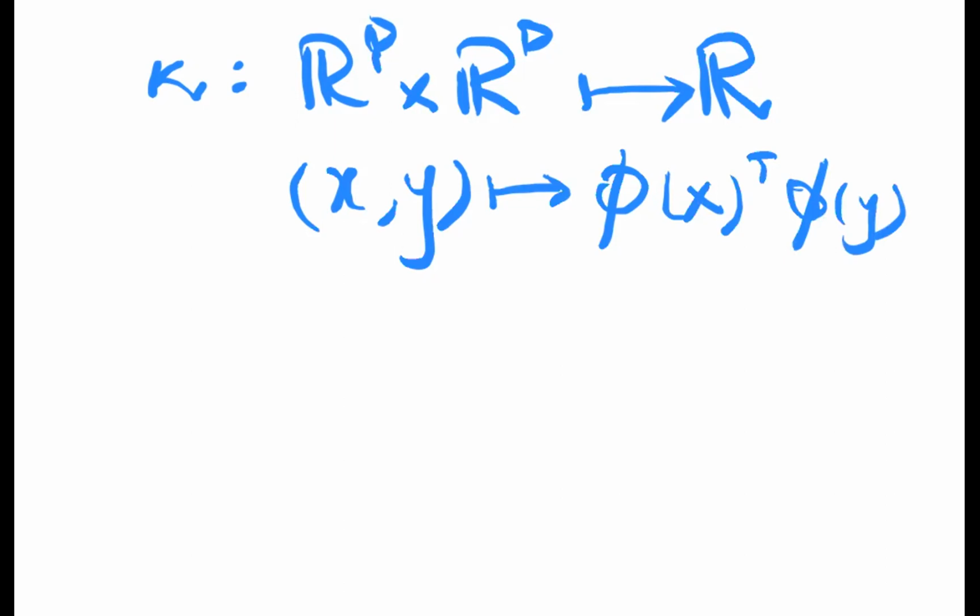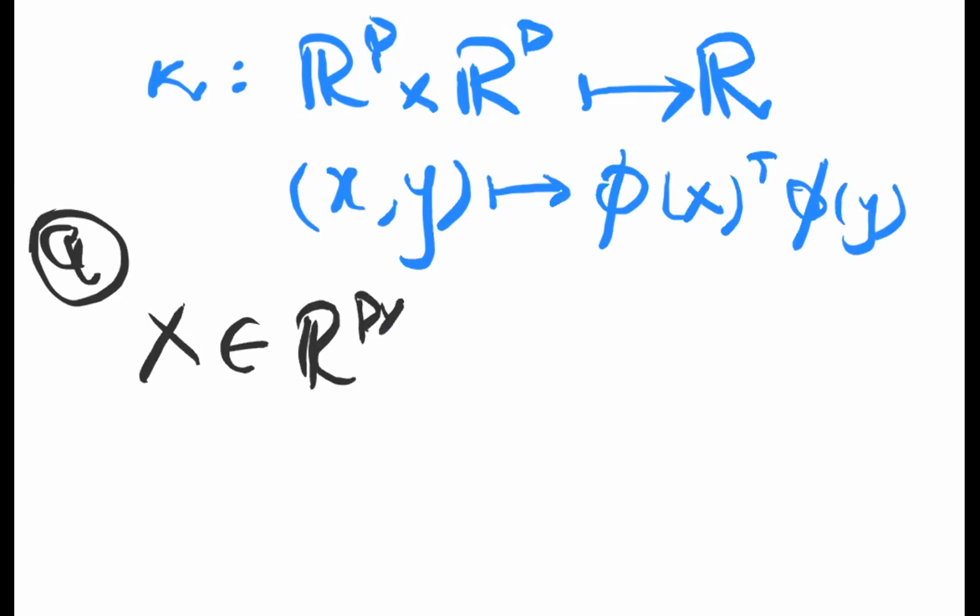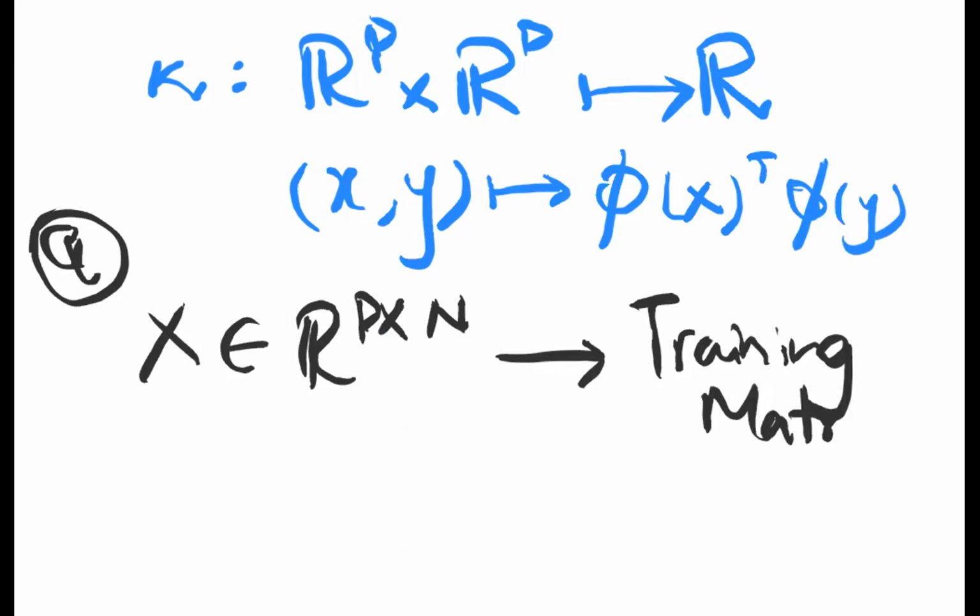Okay, so then we have task A, which is that let X, the observation matrix, belong to R^(p cross n). This is our training matrix, right? Okay, cool. So now the task is to find an expression.